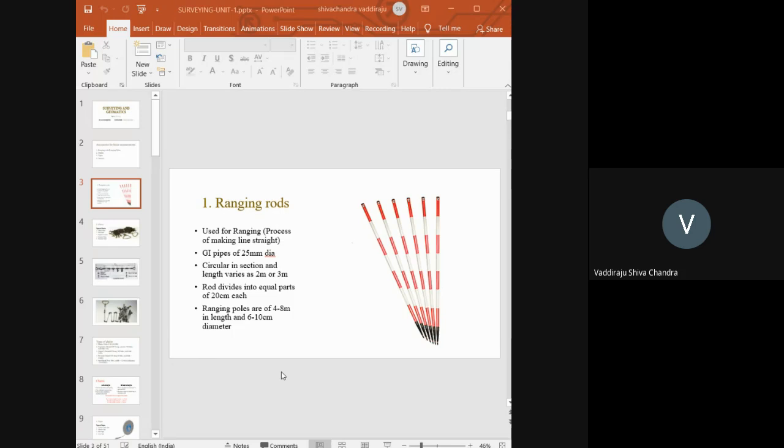Ranging poles are larger ones whose length ranges from 4 to 8 meters and 6 to 10 centimeter diameter. If the distance where you are doing the surveying is far enough, and you want visibility, then you need to go for ranging poles, because if the height is more, you can see from far away places. The only difference between ranging rods and ranging poles is the length. Ranging rods are 2 to 3 meters, ranging poles are 4 to 8 meters. The remaining purpose is the same. This is the first basic instrument that we are going to use in the surveying field.